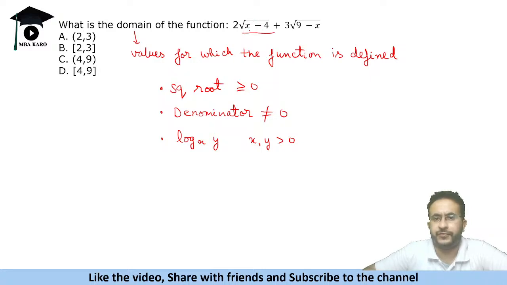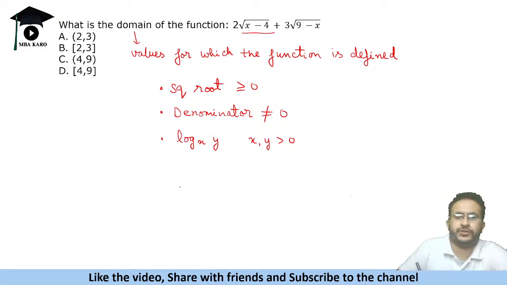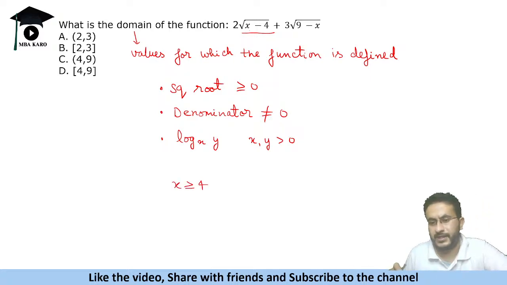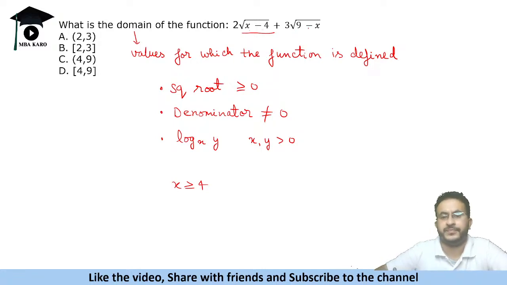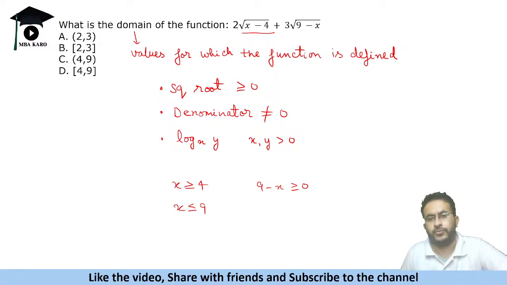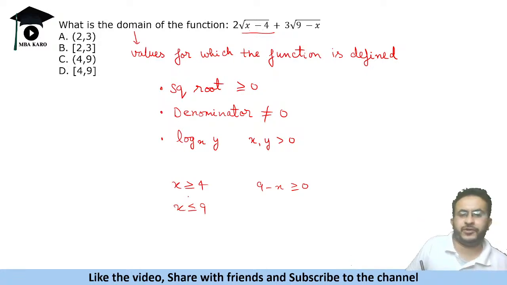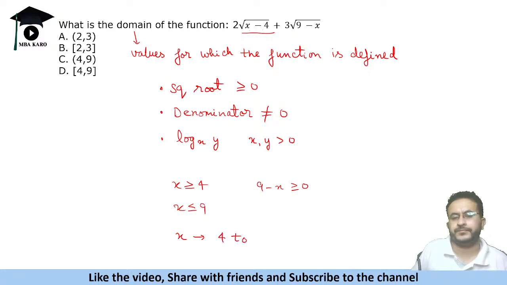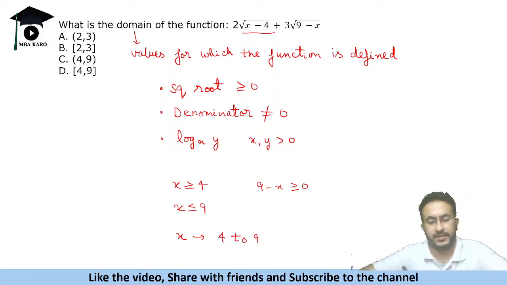So x minus 4 should be greater than or equal to zero. So x should be greater than or equal to 4. If it is less than 4, then it will be a negative value. Similarly, 9 minus x should be greater than or equal to 0, or x should be less than or equal to 9. So basically, x will range from 4 to 9.